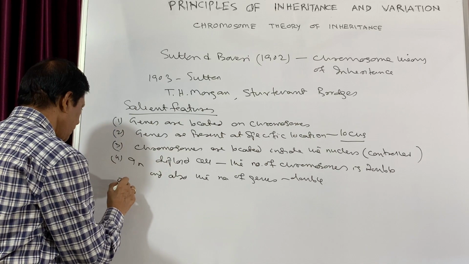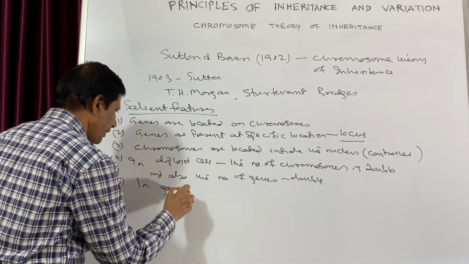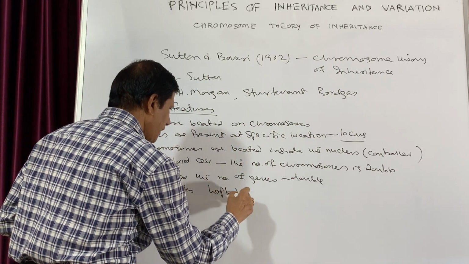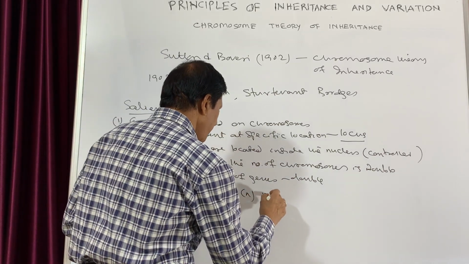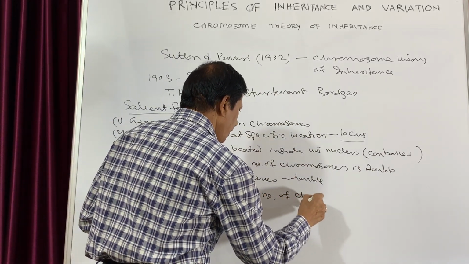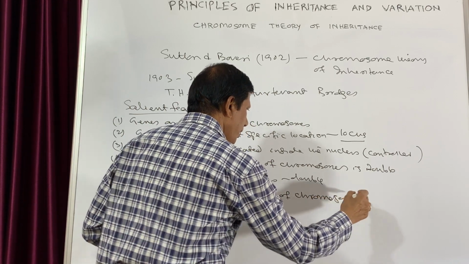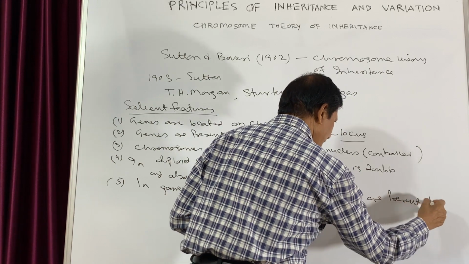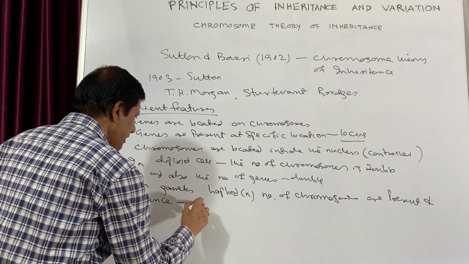Then just the reverse. In gametes, the haploid number of chromosomes is present. That is only one set, and hence one set of genes.